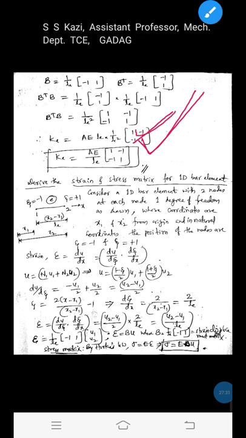I hope you have understood. In the FEM question paper, if you are asked to simply derive the stiffness matrix for a 1D bar element, you may go for the direct approach. If it is specifically asked to derive the stiffness matrix for a 1D bar element using the potential energy approach, then you should use the potential energy approach method only, not the direct method.